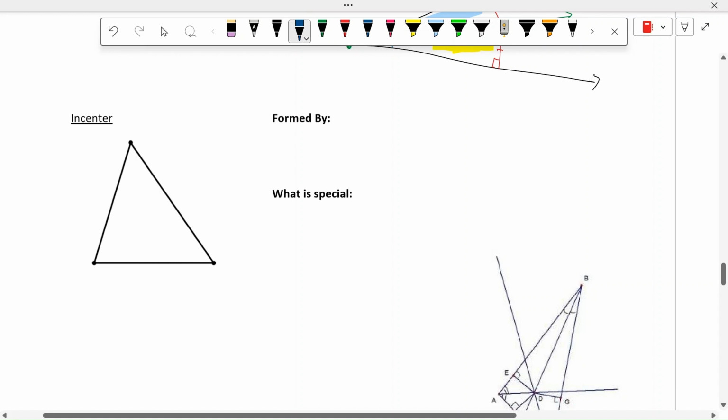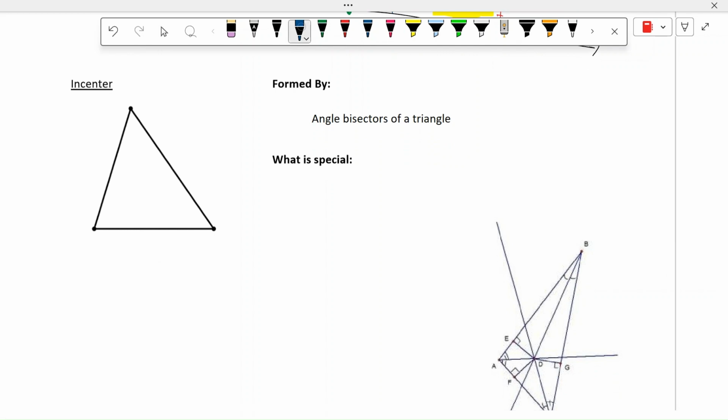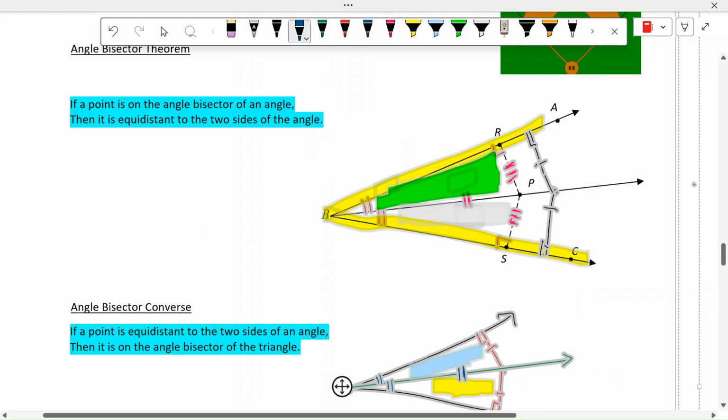Our next concurrent point is called the incenter. The incenter is formed by the angle bisectors of a triangle. So here is my triangle. I'll try to draw this as good as I can. Oops.